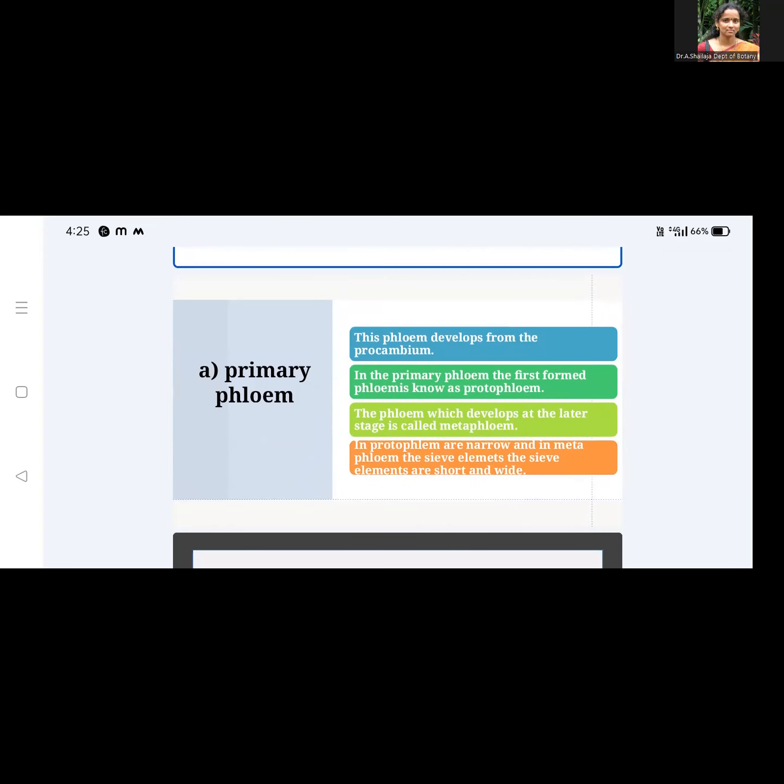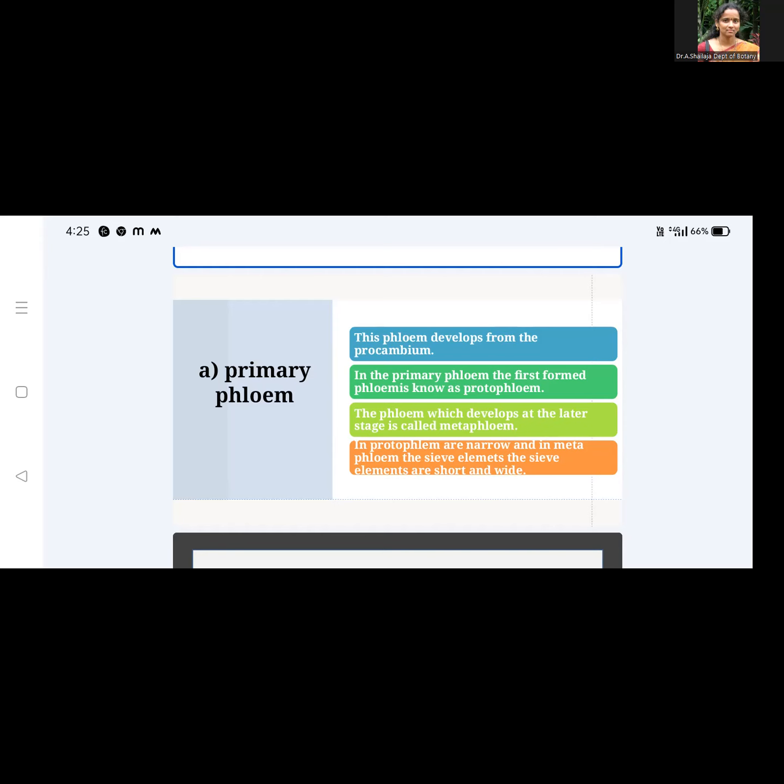Primary phloem develops from the procambium. In the primary phloem, the first formed phloem is known as protophloem and the later one as metaphloem. Same in the xylem, the first formed xylem is called protoxylem and the later one is called metaxylem. In protophloem the sieve elements are narrow, in metaphloem the sieve elements are short and wide.